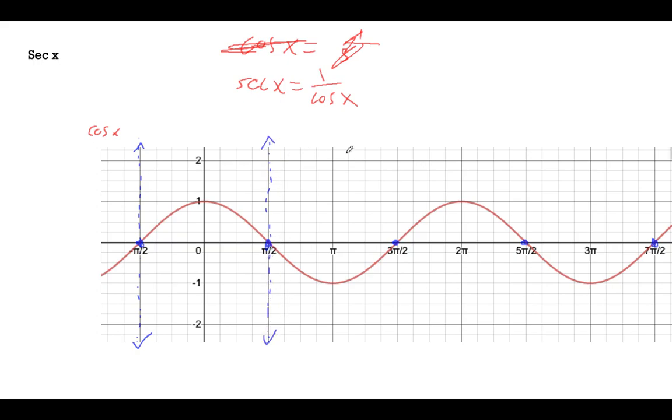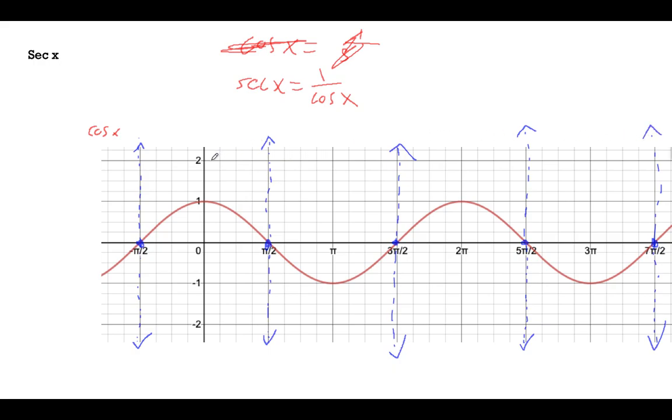So I'm going to draw these asymptotes. Now because cosine goes on and on and on, this would go on forever and ever and ever. So there would be infinite vertical asymptotes for these graphs. So these are going to look a little different.